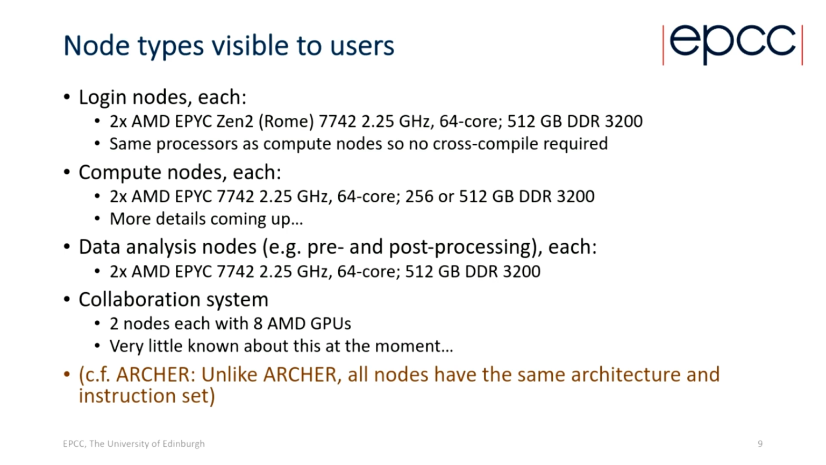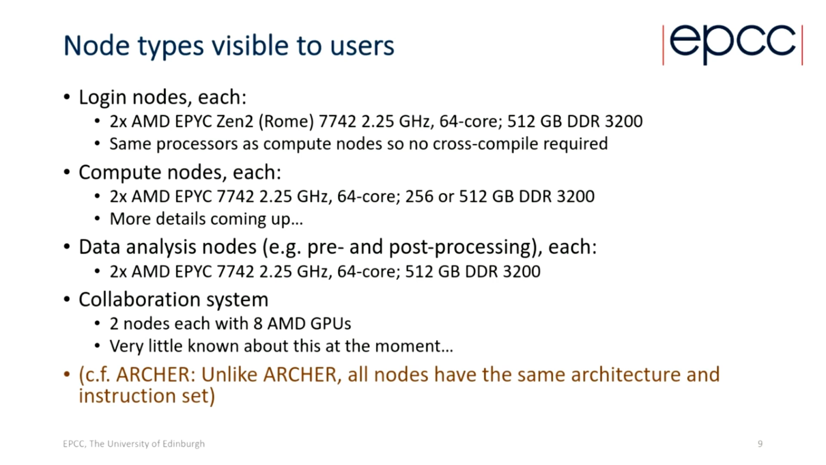Okay, so there are the various nodes, all based on the new AMD processors, which are x86, so compiling and running stuff should work pretty well, because it's not a big change in architecture. It's still x86 compared to Archer.